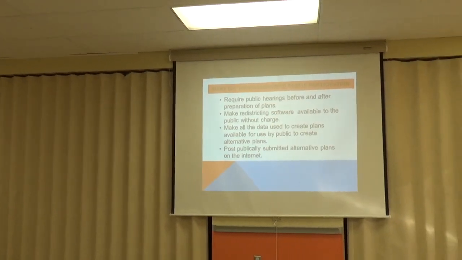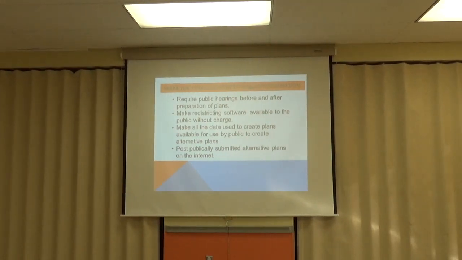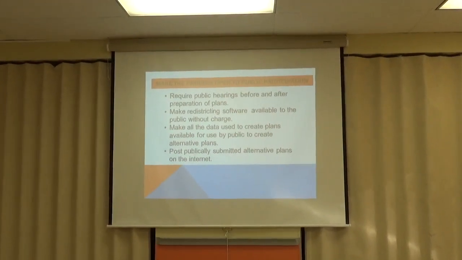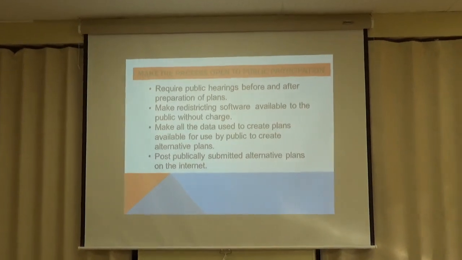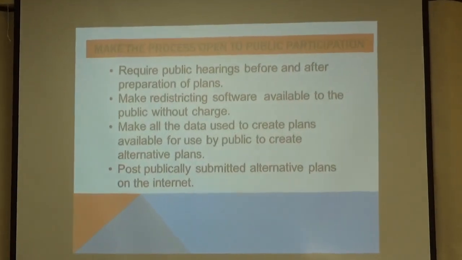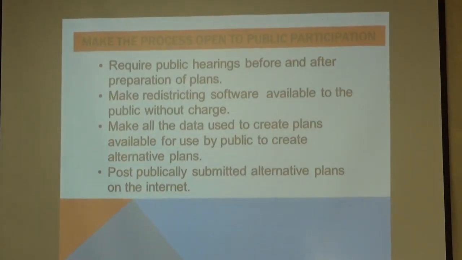What makes the process open to public participation? Well, what we would do is this commission would be very transparent. They would have to show us what particular software they made available to themselves to draw their lines. They would also have to show us plans that they rejected. They would have to have public hearings, and they would have to be able to look at alternate plans that could be submitted by anybody across the state.